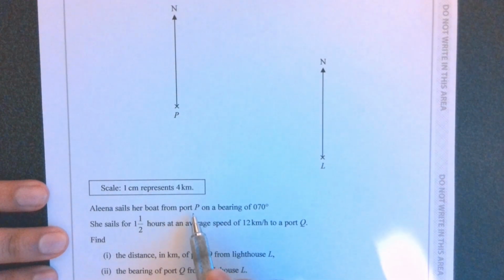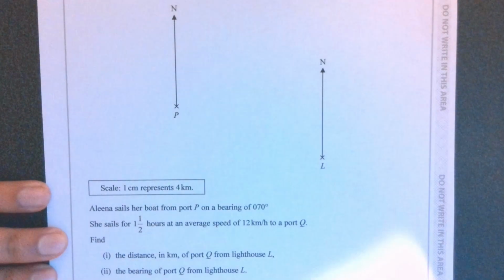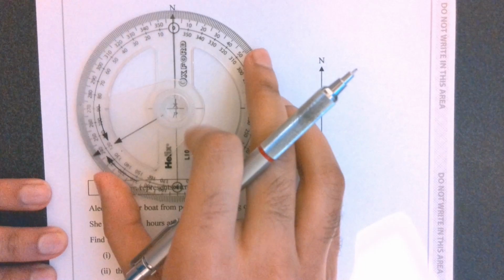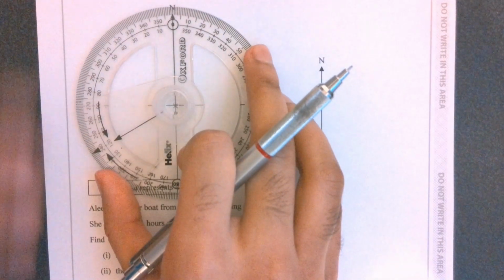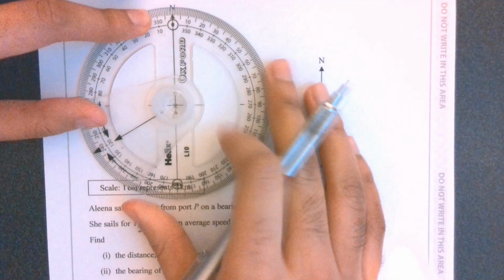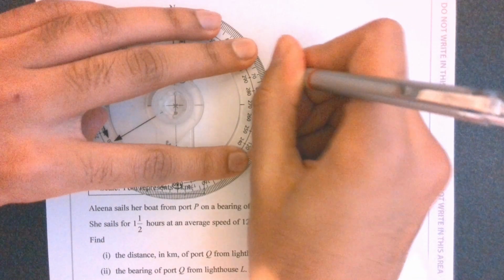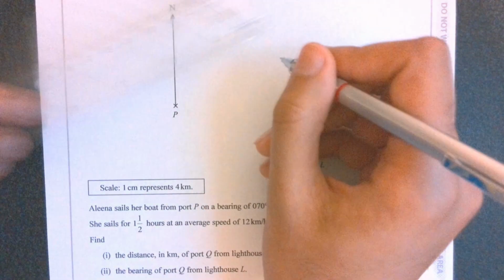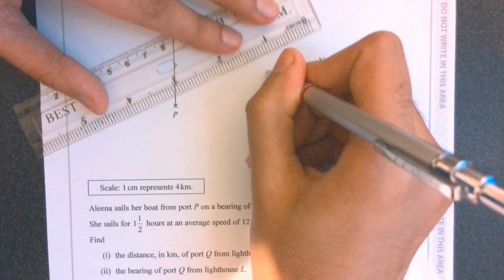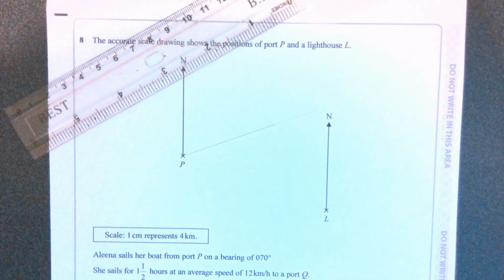So to do this question, we'll first deal with this bit of information here. She sails on a bearing of 70 degrees from P, so if we grab our protractor, align the crossover here on the line with the straight line shown in the diagram, and mark off 70 degrees. And if we now join these up with a straight line, we have something looking like this.